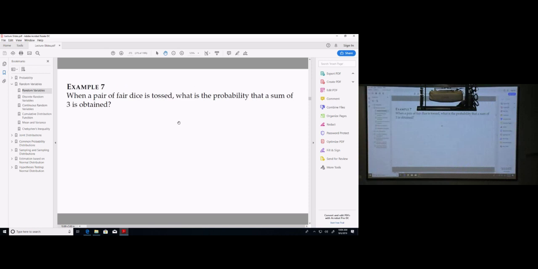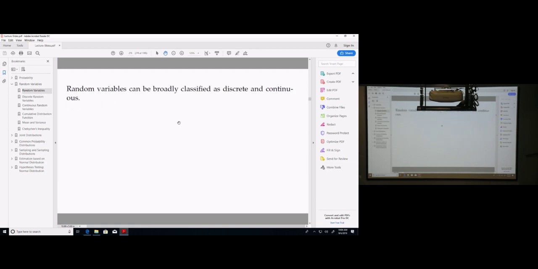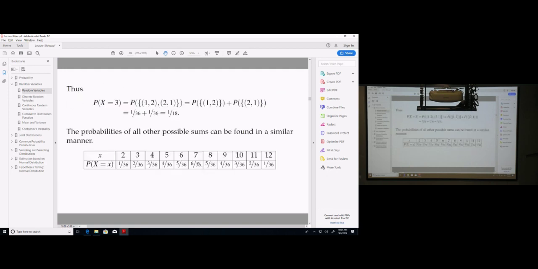When a pair of fair dice is tossed, what is the probability that a sum of 3 is obtained? So I think we have done this. And I have mentioned that the sum equal to 7 has the highest probability among all the other sums. And it has something to do with the design of the Monopoly game, how they establish the charges if your opponent steps onto your property.